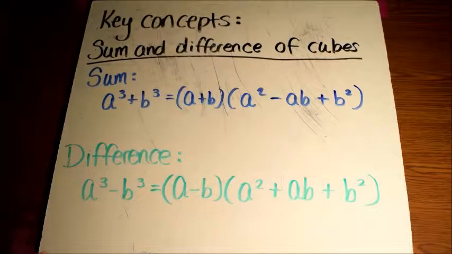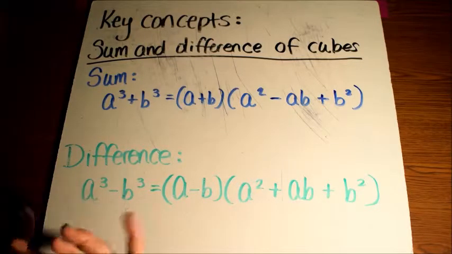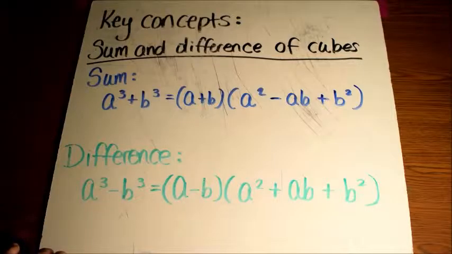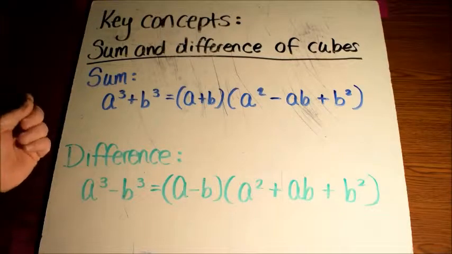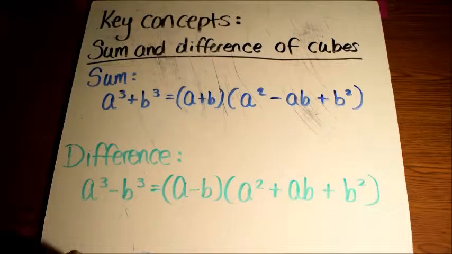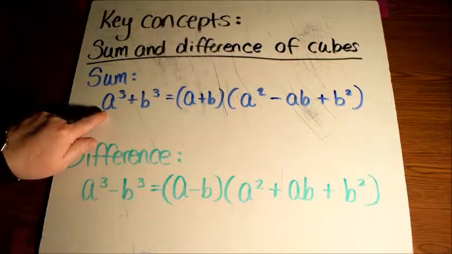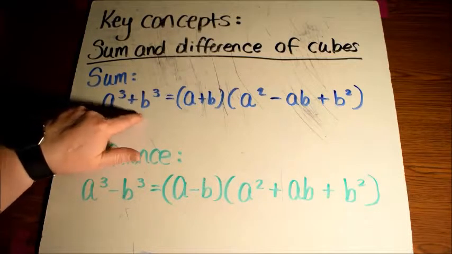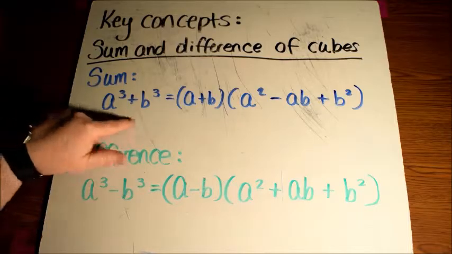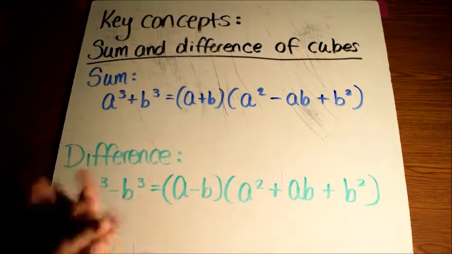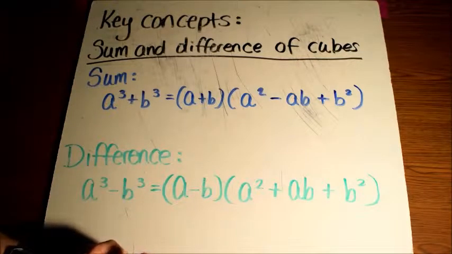All right, so a couple of our key concepts. If you remember back when we talked about a difference of squares, it might have been x squared minus 9, which we could factor into x plus 3 and x minus 3. We can do the same sort of thing with the sum and difference of cubes. If we have a sum of cubes, a cubed plus b cubed, we can factor it into two pieces.